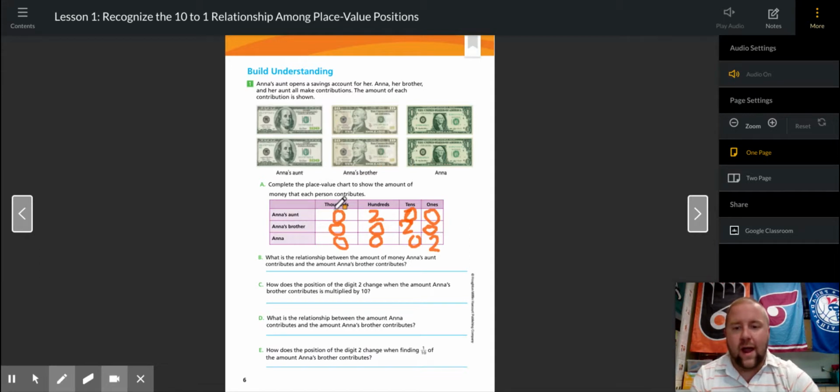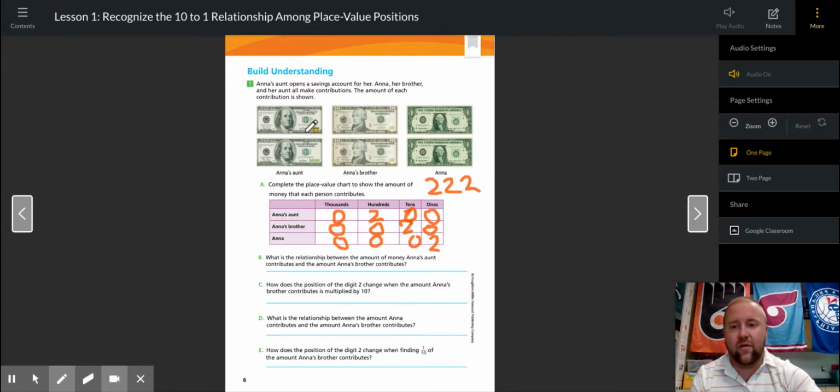We want to know how much money maybe they contributed all together. Well, we can count that really quickly and say 100, 200, 210, 220, 221, and 222. We can see that, but that's not the question we're going to be asking here. In question B, they're asking, what is the relationship between the amount of money Anna's aunt contributes and the amount Anna's brother contributes?